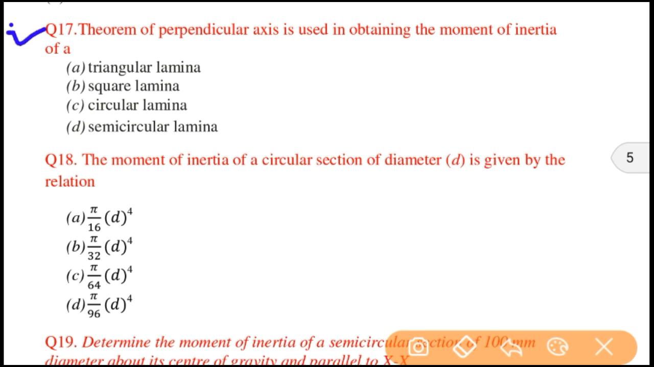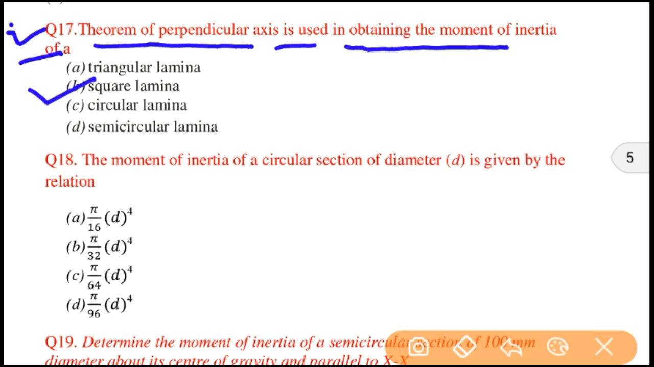In the next question, the theorem of perpendicular axis is used in obtaining the moment of inertia of a dash. The correct answer will be square lamina. For a square lamina, we can apply the perpendicular axis theorem.